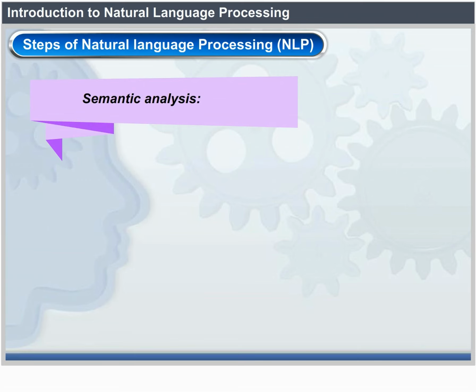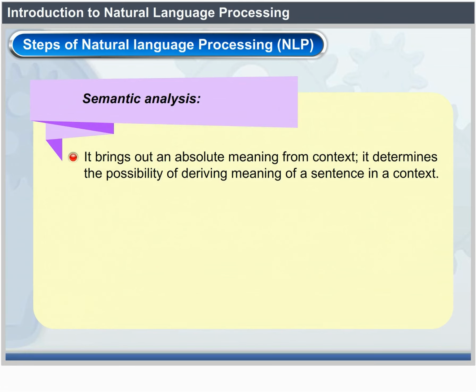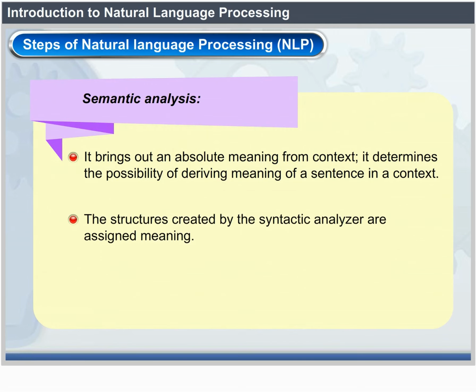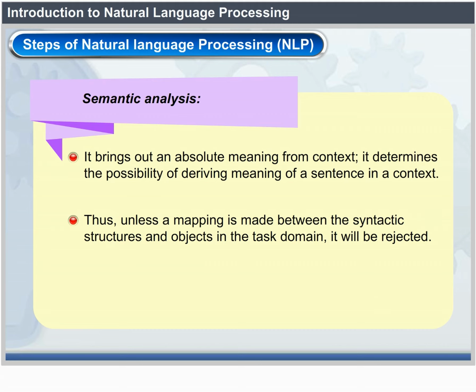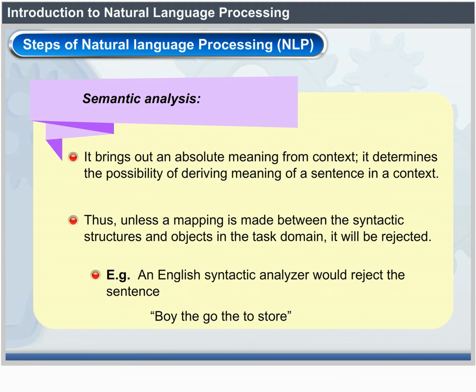Semantic analysis. It brings out an absolute meaning from context. It determines the possibility of deriving meaning of a sentence in a context. The structures created by the syntactic analyzer are assigned meaning. Thus, unless a mapping is made between the syntactic structure and objects in the task domain, it will be rejected. Example: the sentence "colorless green ideas" would be rejected as semantically anomalous because colorless and green make no sense together.